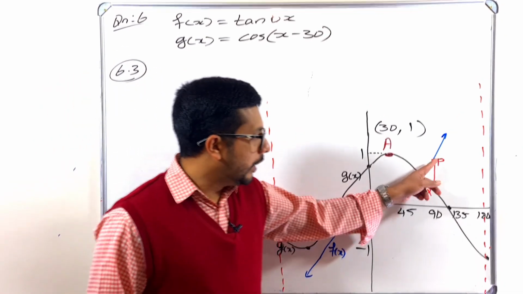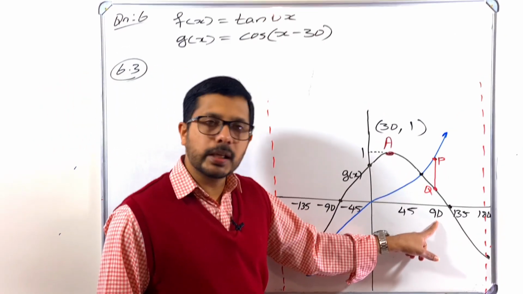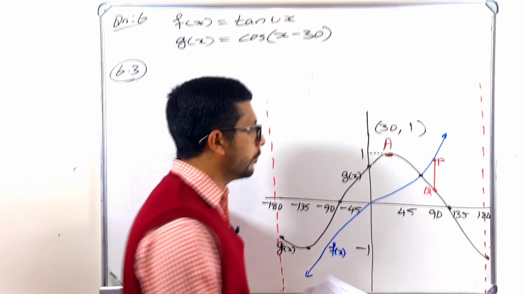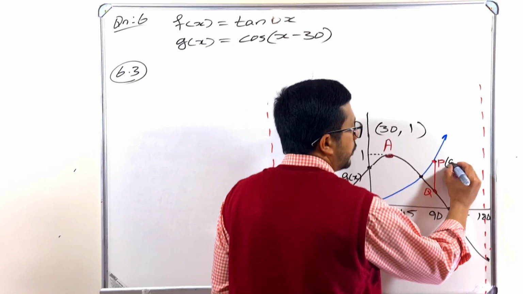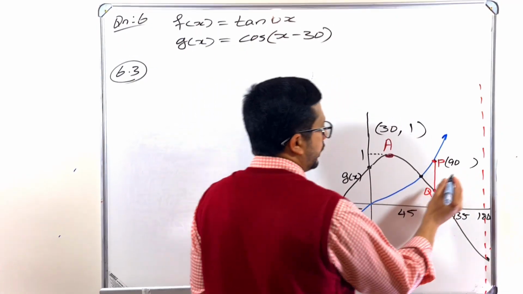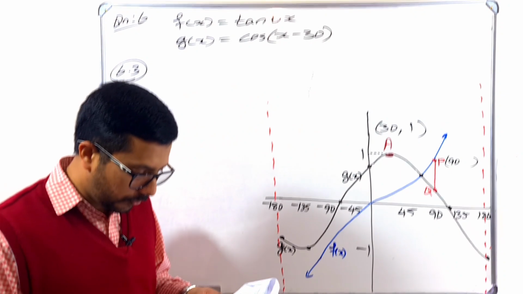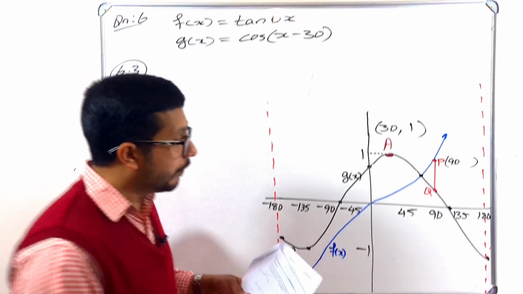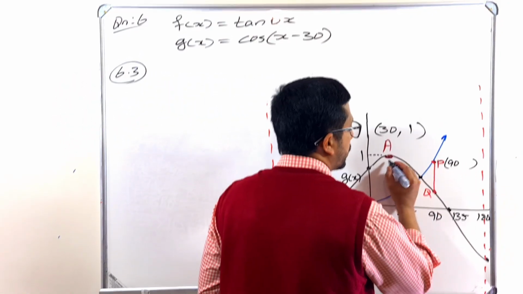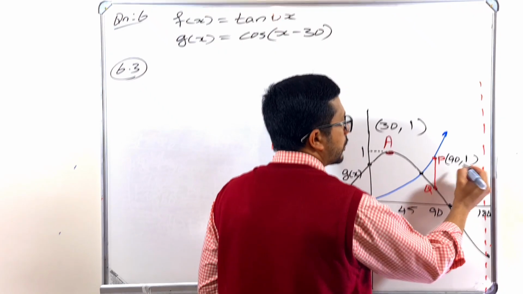Okay, so at P and Q, what is the x value? It is 90. So it means that P's x value is 90, and what is the y value? Oh, okay, it is given there. P's x value is 90 and y value is 1.